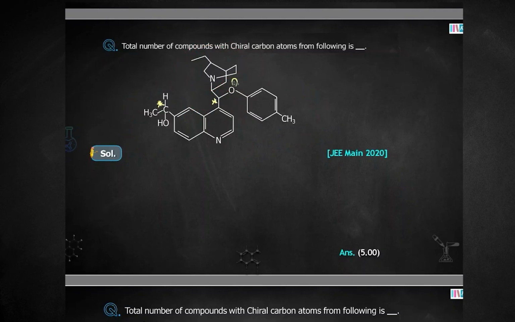Okay, now look at the oxygen. It has 2 lone pairs, so it is not a chiral atom. Got it? Now look at this particular carbon.